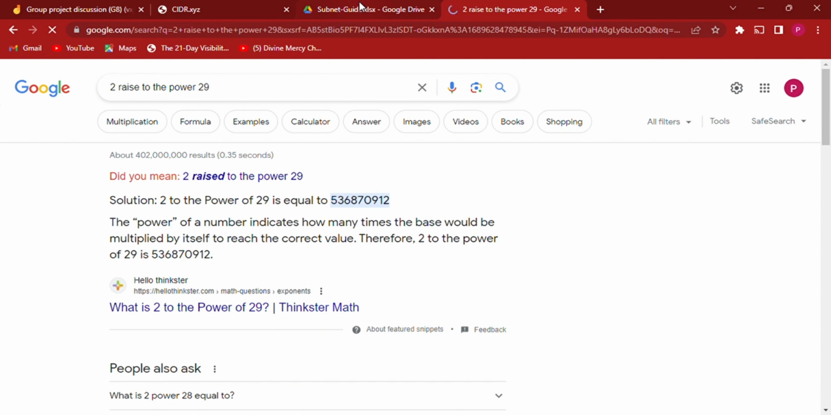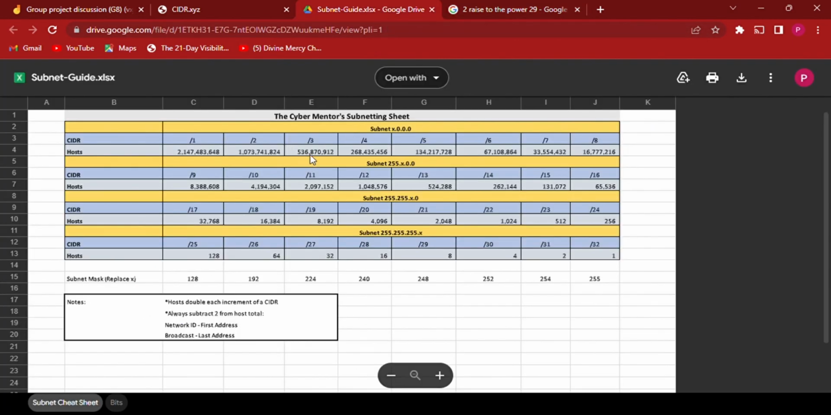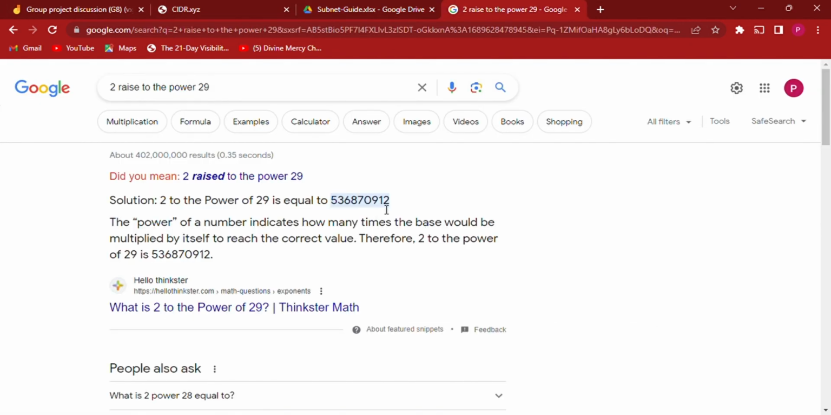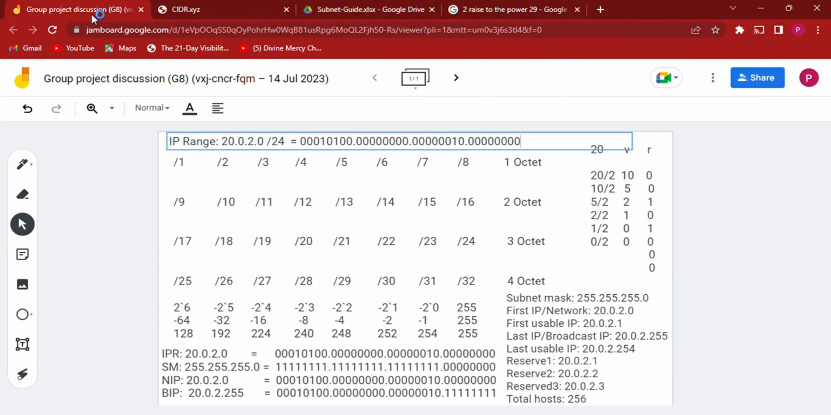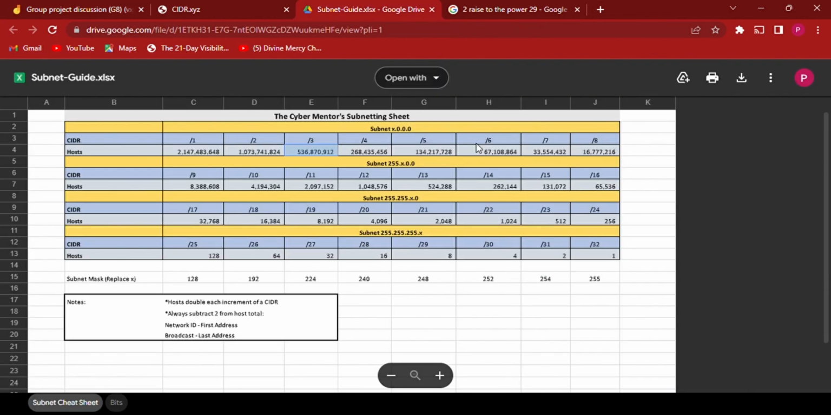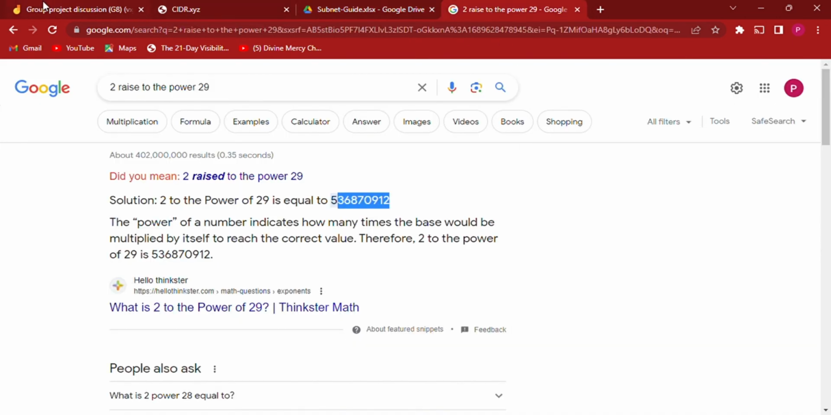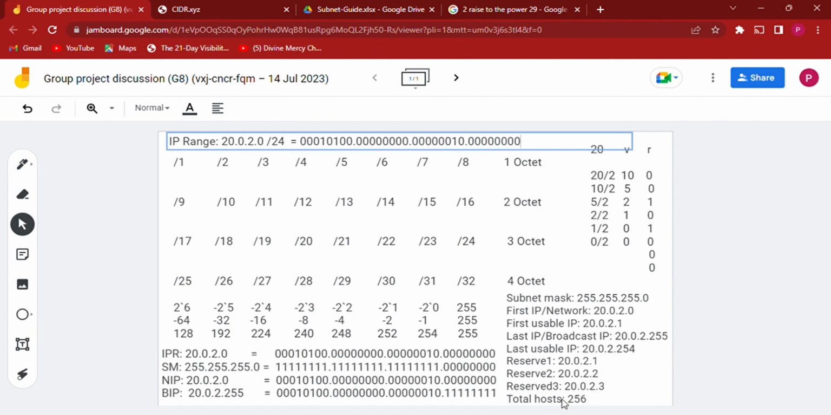So let's check the table to see if we have the same thing. 536870912. Yeah, so that's it. So when you check the table, you see that that is the total number we have here. And when we did it for /24, let's check /24. Yeah, /24 is 256, which means we did it right.